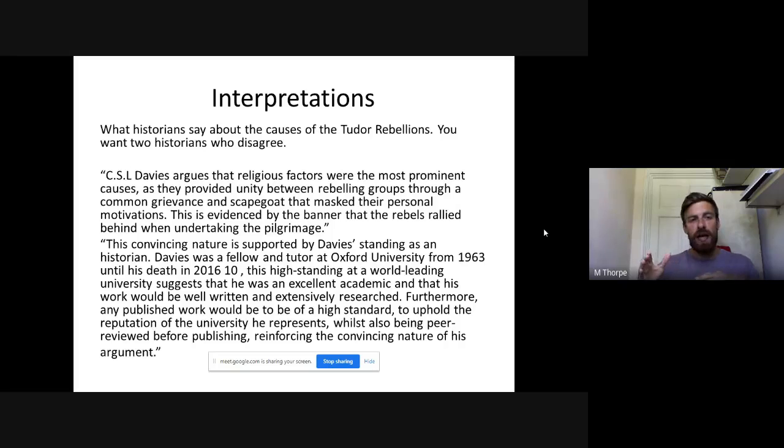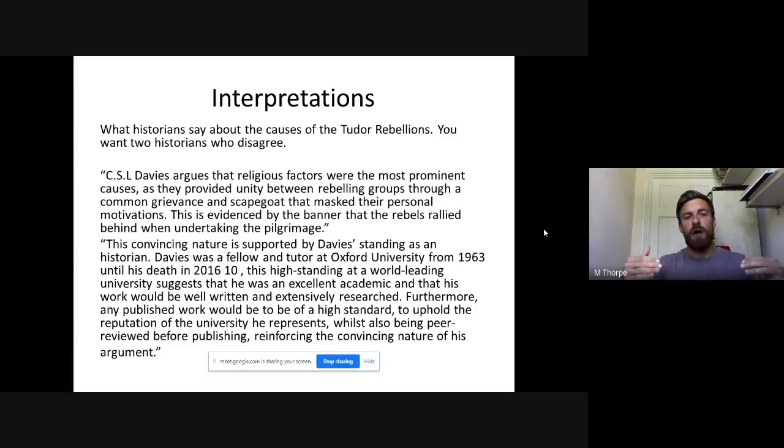So here what we have is two historians who disagree on how much religion impacted rebellions, in particular around the time of Henry VIII. Now, just putting down those two interpretations, so Davis says this and whoever says that, that'll get you a couple of marks.